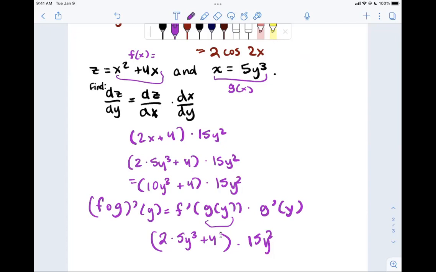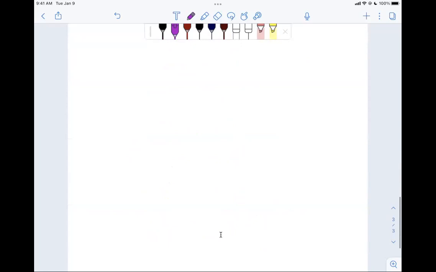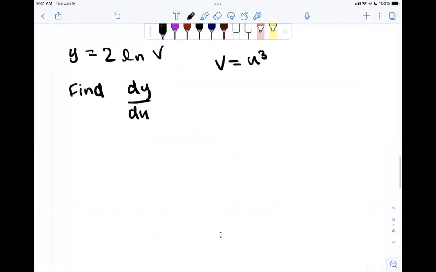All right, let's do another example. And I'm just going to do it in one way, whichever way seems easier for the problem. So let's do y equals 2 times the natural log of v, where v equals u cubed. All right, and we want to find dy/du using v as an intermediate variable. So once again, I'll just pause for a moment and see if you can figure it out.